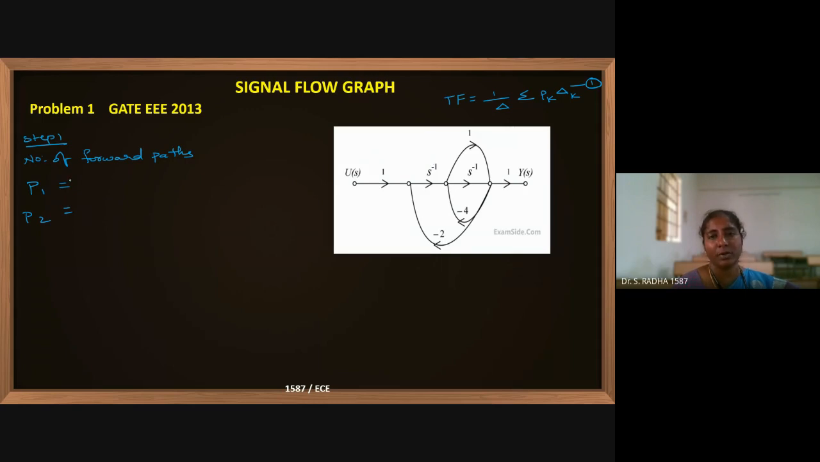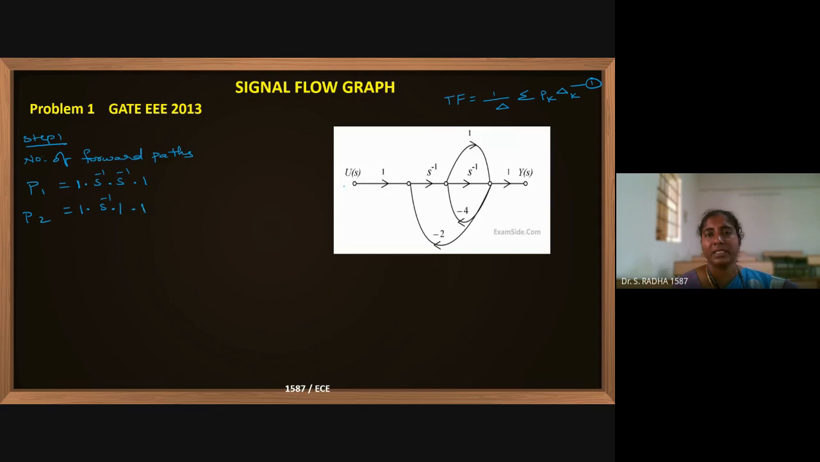I will start from the input U. After 1, I will take S power minus 1, then 1, and I am reaching the output Y of S. This is one straight forward path. Now another forward path: 1, then S power minus 1, then I will go in the upward direction, 1. Okay, going upward, and again after that one more 1 is there, and I am reaching the output.